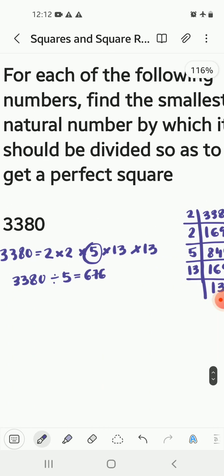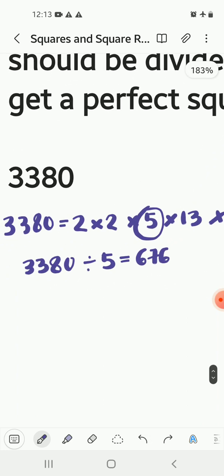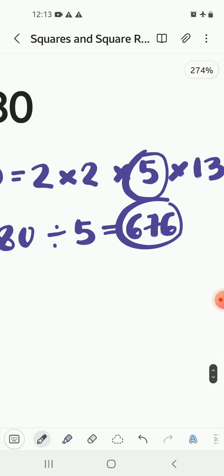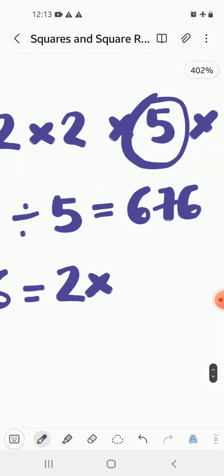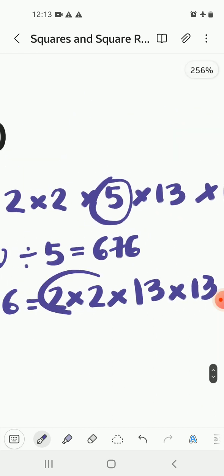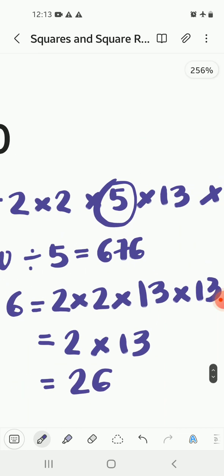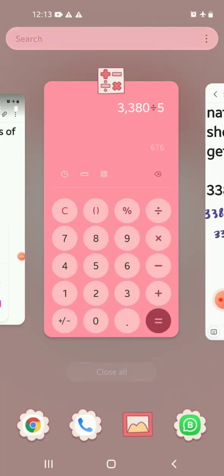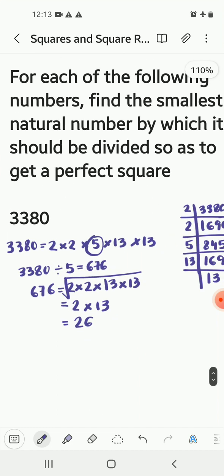Now we don't have to find the factors again using this method. We can simply write down. Now as we have divided by 5, this 5 is no more over here. So if we are going to list the factors of 676, it would be 676 is equal to 2 into 2 into 13 into 13. Now take the pairs out of it, 2 and two 13s. So it will be 2 into 13, that is 26. So you see 26, if we check it, 26 into 26 is 676. So this is how we're going to solve these kind of sums.